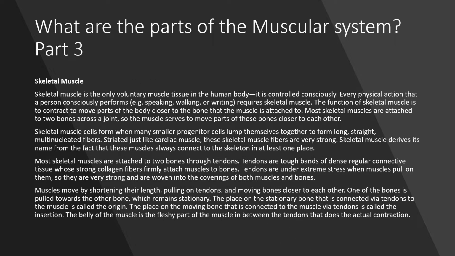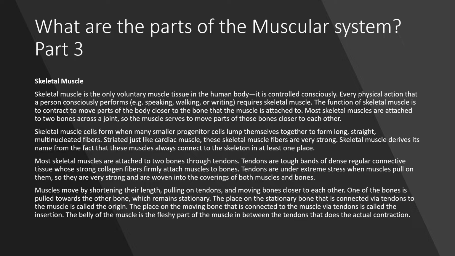What are the parts of the muscular system? Part 3. Skeletal muscle. Skeletal muscle is the only voluntary muscle tissue in the human body. It is controlled consciously. Every physical action that a person consciously performs, for example, speaking, walking, or riding, requires skeletal muscle. The function of skeletal muscle is to contract to move parts of the body closer to the bone that the muscle is attached to. Most skeletal muscles are attached to two bones across a joint, so the muscle serves to move parts of those bones closer to each other.